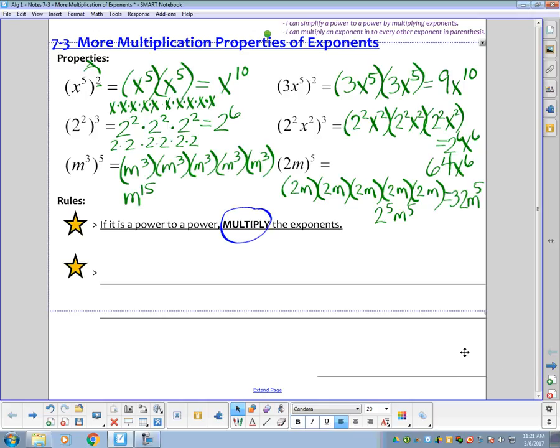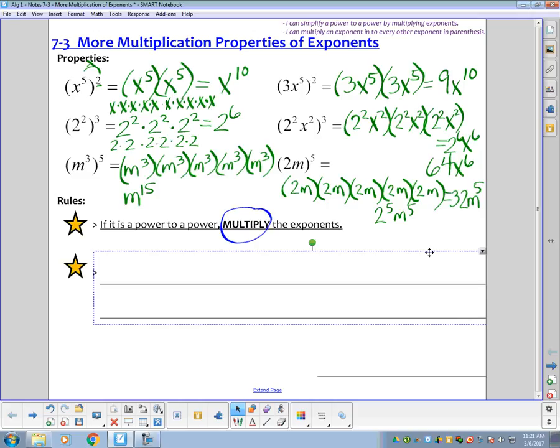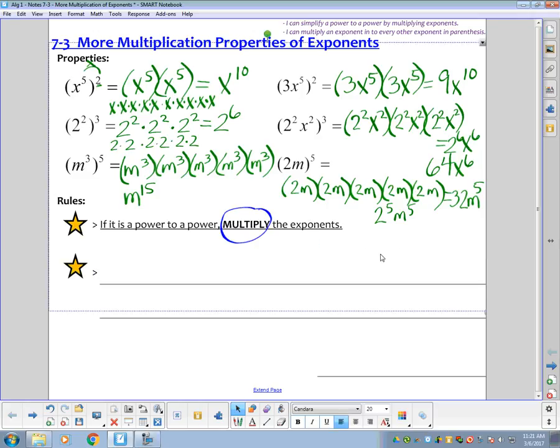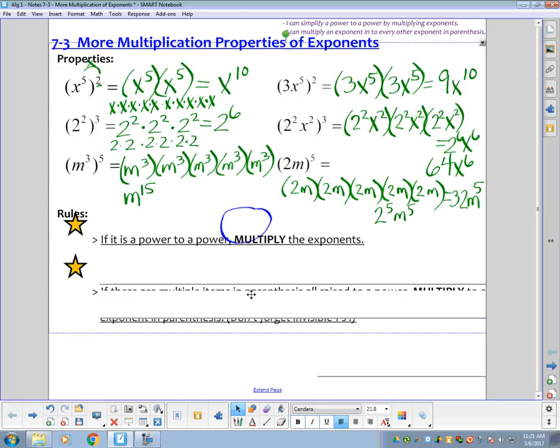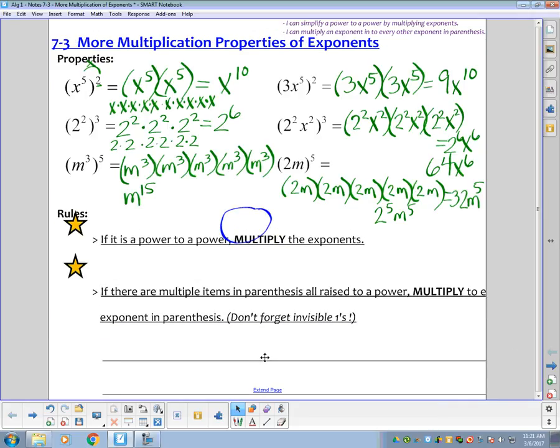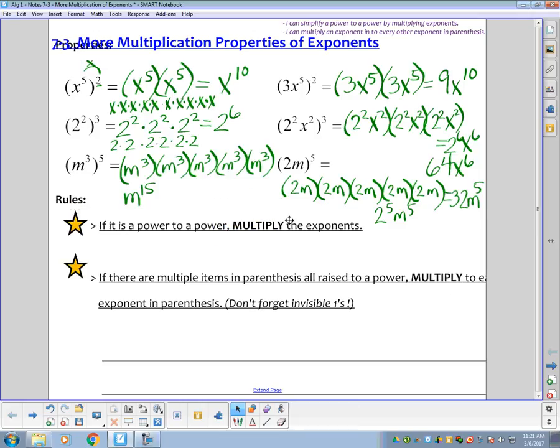A power to a power means you have an exponent, x to the 5th, and then it's raised to another power. That means you multiply the exponents. You need to be writing this on your paper, please. Can you make that bigger? That's about it.